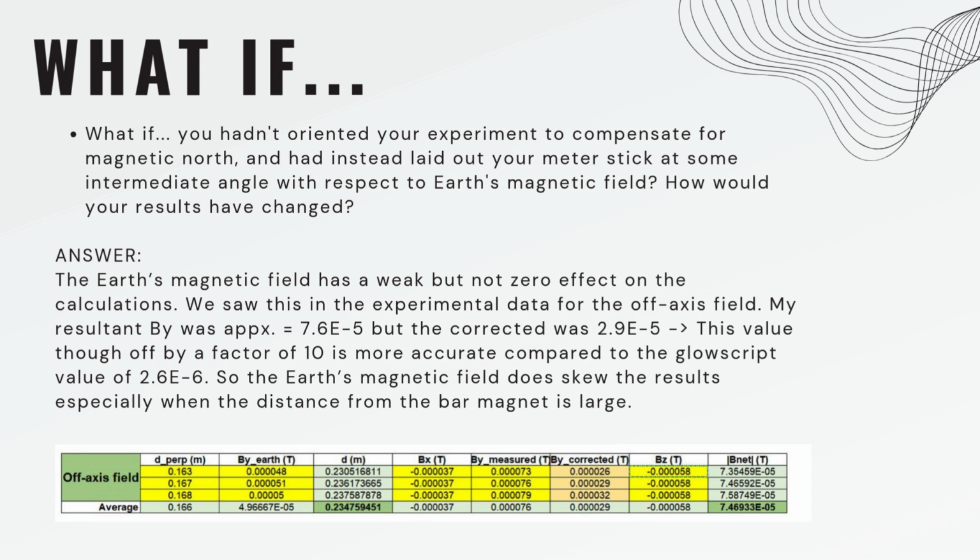Now, what if we hadn't accounted for the Earth's magnetic field originally? Well, the Earth's magnetic field has a weak but non-zero effect on the calculations. We saw this in the experimental data for the off-axis field. My resultant By was approximately 7.6e-5 teslas, but the corrected value was 2.9e-5 teslas. This value, though off by a factor of 10, is more accurate compared to the GlowScript value of 2.6e-6 teslas. So the Earth's magnetic field does skew the results, especially when the distance from the bar magnet is large.